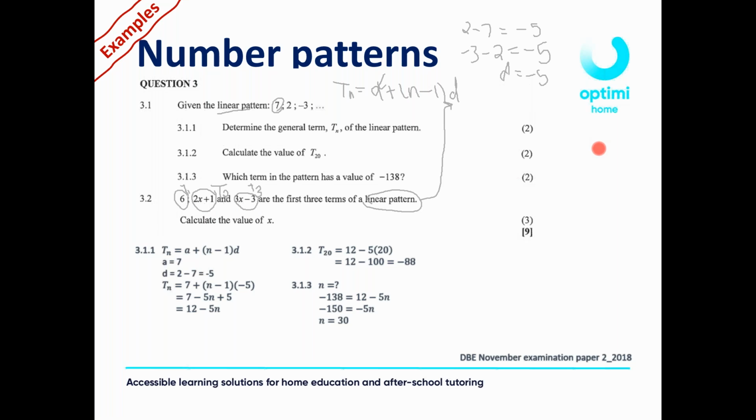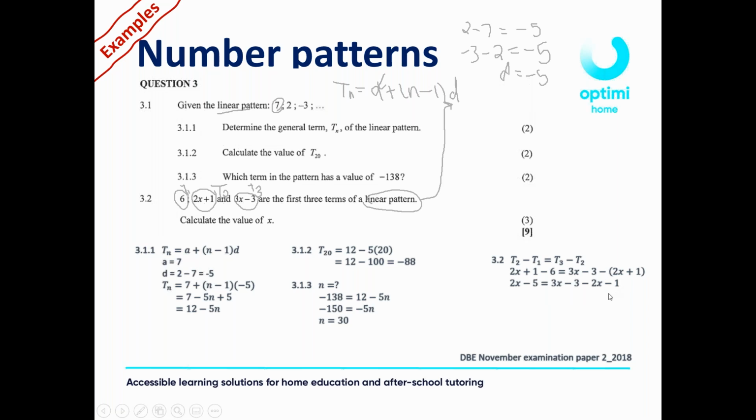So writing it down, term 2 minus term 1 is equal to term 3 minus term 2, because it is a linear pattern which has a common difference, meaning the difference of these two terms is equal to the difference of these two terms. And I'm just going to substitute it in there. So term 2 is 2x plus 1, subtracting the first term, which is 6, is equal to the third term, which is 3x minus 3, subtracting the second term, which is 2x plus 1. And then I'm just going to simplify.